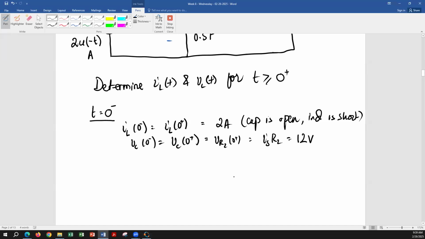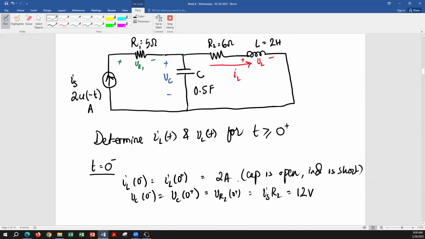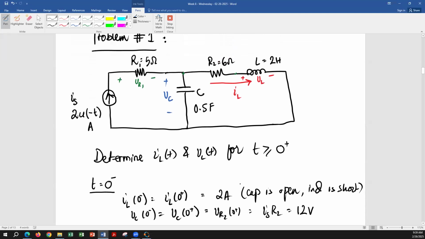Yes, sir. Capacitor is open, inductor is short.